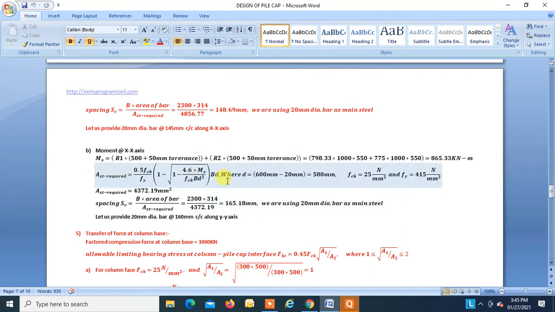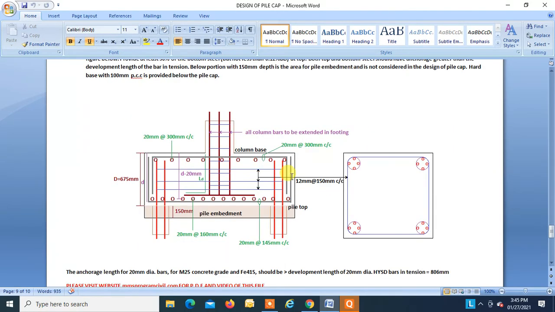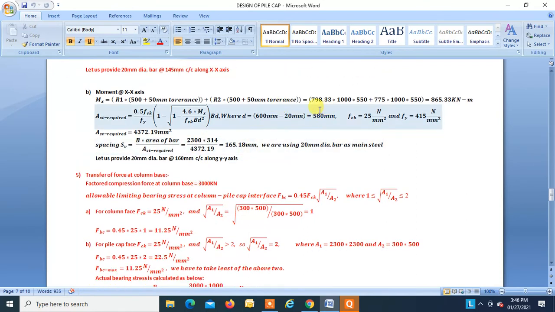Finding Ast. Over here the D which we have to take is 600 minus 20 mm, because this is top steel. So your D will be from the center of this bar to the top. This is our D. So over here it will be D minus 20 mm. That is how we have to take D minus 20. This is 580 mm, so our D in this case will be 580 mm.